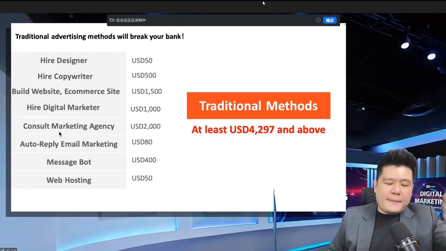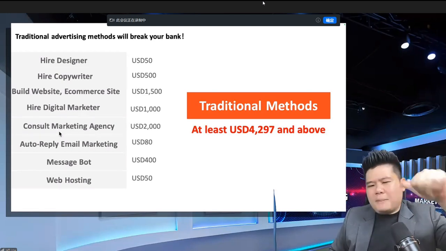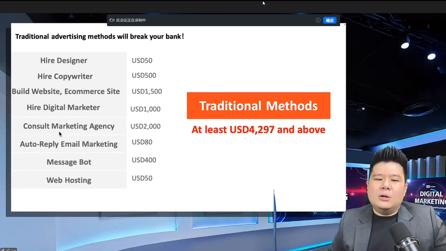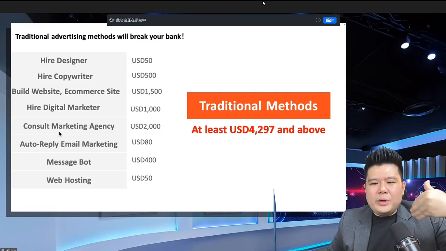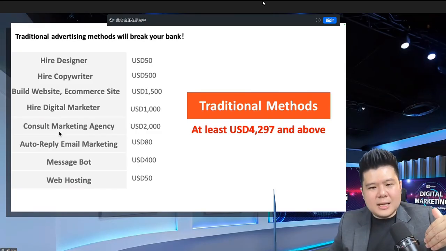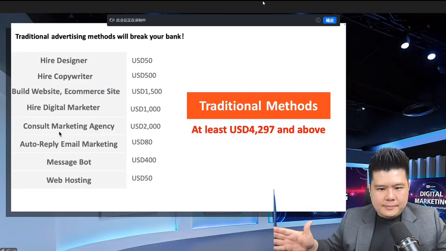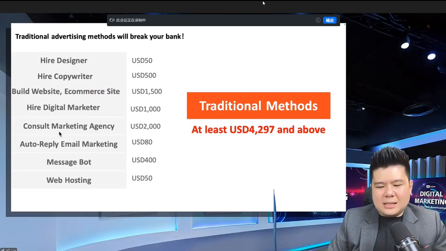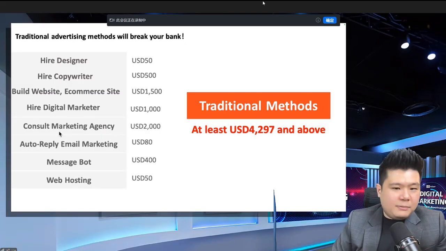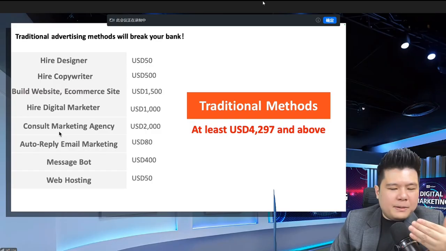I don't even talk about pixel. I don't even talk about tracking. I don't even talk about all these things, because we already tested, we know what works, what does not work, and we know what a beginner needs. If today your budget is not super high, like over six figures per month, then AdHelper is perfect for you.